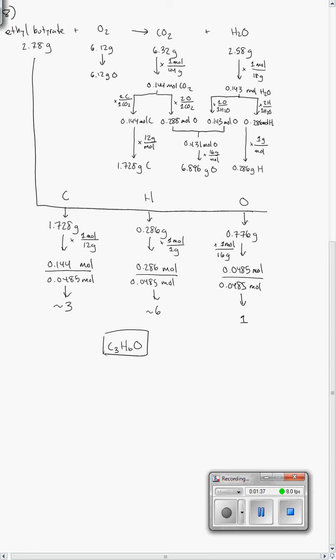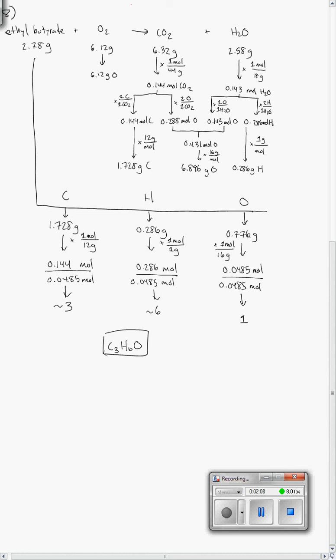I always like to get started with what I think is the easiest part of these problems, and I want to determine the mass of oxygen in O2 on the left side. So in this problem, you're told that combusting 2.78 grams of ethyl butyrate yields 6.32 grams of CO2 and 2.58 grams of H2O. You're not told the amount of oxygen in O2 on the left side. You can figure that out using the law of conservation of mass. Total mass on the right side needs to equal the total mass on the left side.